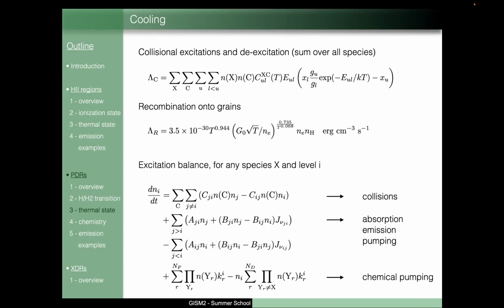There are many other cooling terms in PDRs. I'm not going to describe them. I will just focus on this term. All the other terms we can discuss afterwards. Okay, but it's to simplify what I'm going to say.